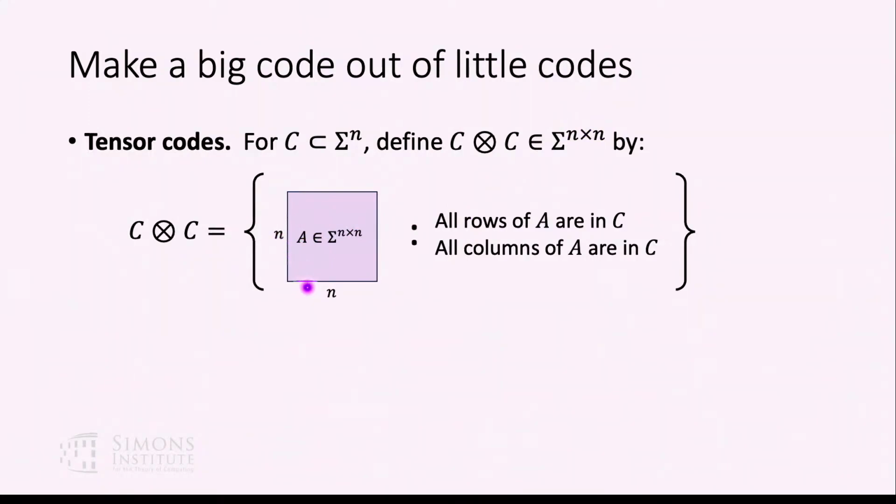It's going to be the set of all n by n matrices A such that all of the rows of A lie in my base code and all of the columns of A lie in my base code. So if I look at any row or column, I get something that's in the base code. And more generally, you can define C tensor dot dot dot tensor C in the natural way. You take an m-dimensional tensor, and every row, column, and so on needs to live in the code. This makes sense?